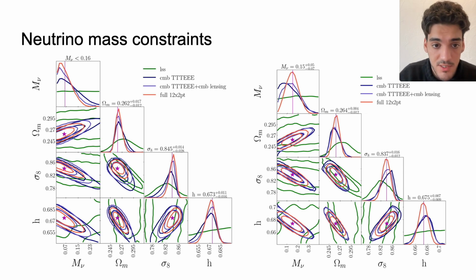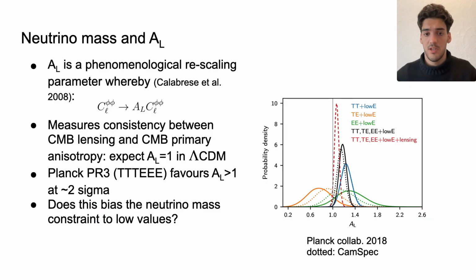In a high neutrino mass scenario, where the truth is 0.15 electron volts, we can actually make about a 3 sigma detection of the neutrino mass. Okay, so I said that we didn't just want to look at the potential constraining power of this pipeline, but also explore the impact of systematics.